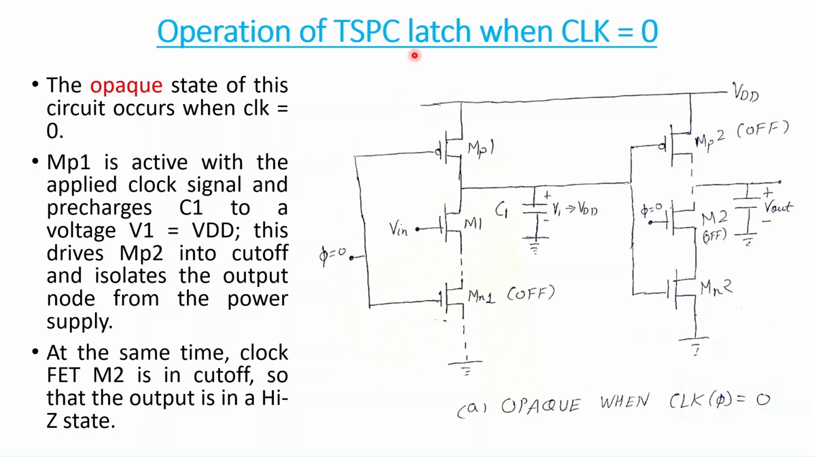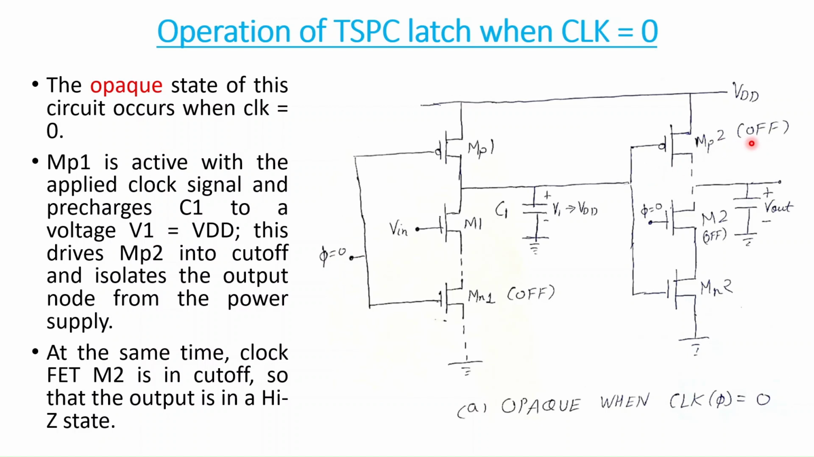First, when clock equal to 0, it is called the opaque state. When clock phi equal to 0, this PMOS will be active because its gate voltage is 0, whereas this NMOS will be off because its gate voltage is 0. This PMOS is active, so it will charge this capacitor to VDD voltage. Remember, this is called precharging. When this capacitor charges to VDD, it is a high voltage, so this PMOS will be off.